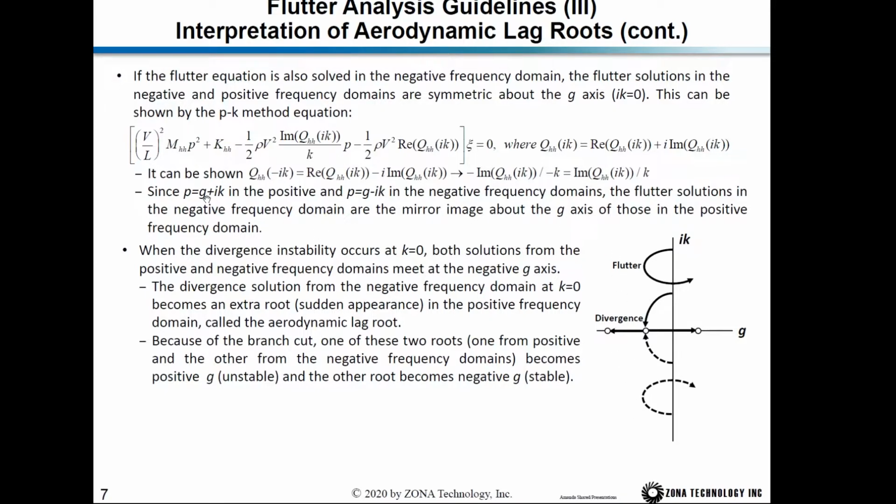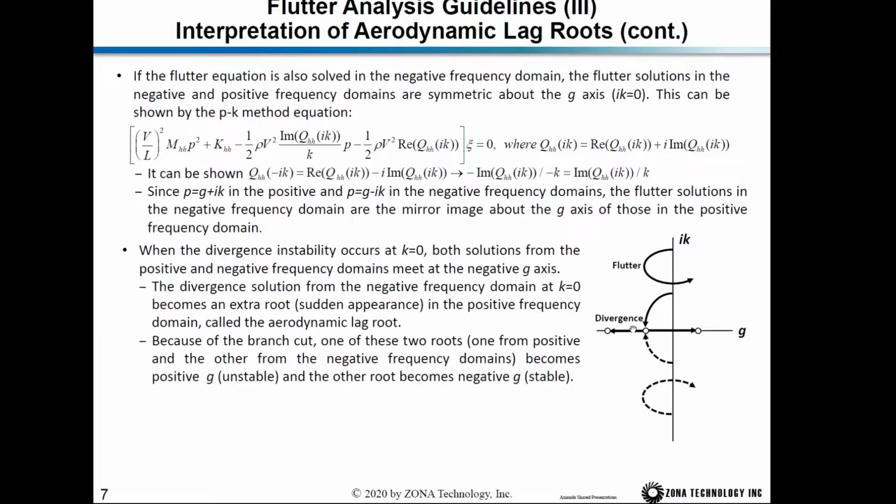Since p equals g plus ik in the positive, and p equals g minus ik in the negative frequency domain, the Flutter solutions in the negative frequency domain are the mirror image about the g-axis of those in the positive frequency domain. However, there is one exception: when the divergence occurs, this diverging mode from the negative frequency domain all of a sudden becomes 0 and appears in the positive frequency domain. So all of a sudden you have one extra root.